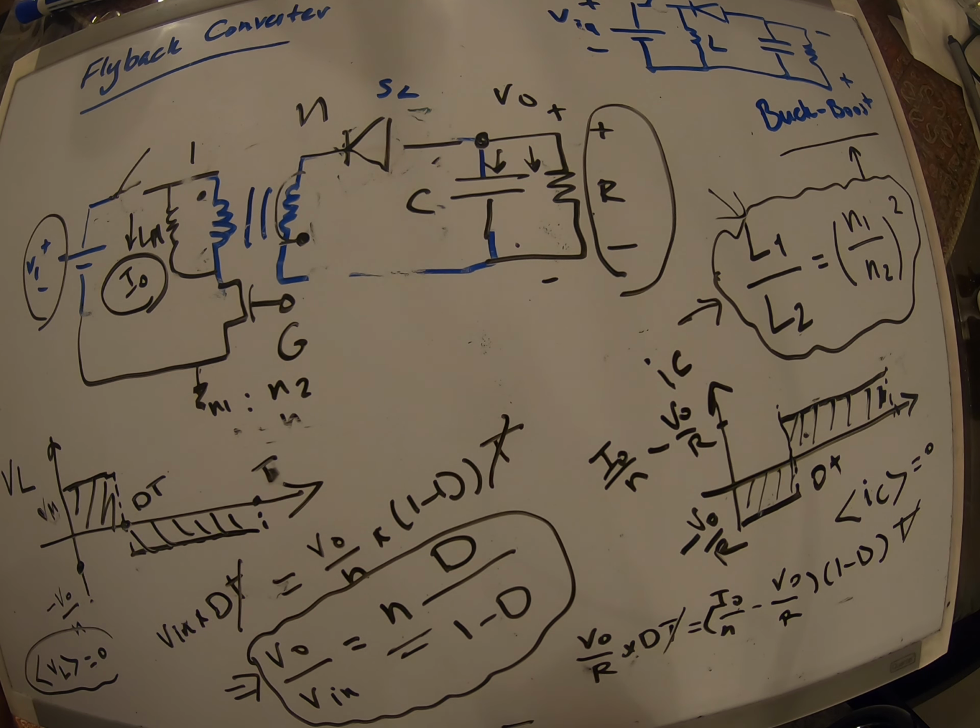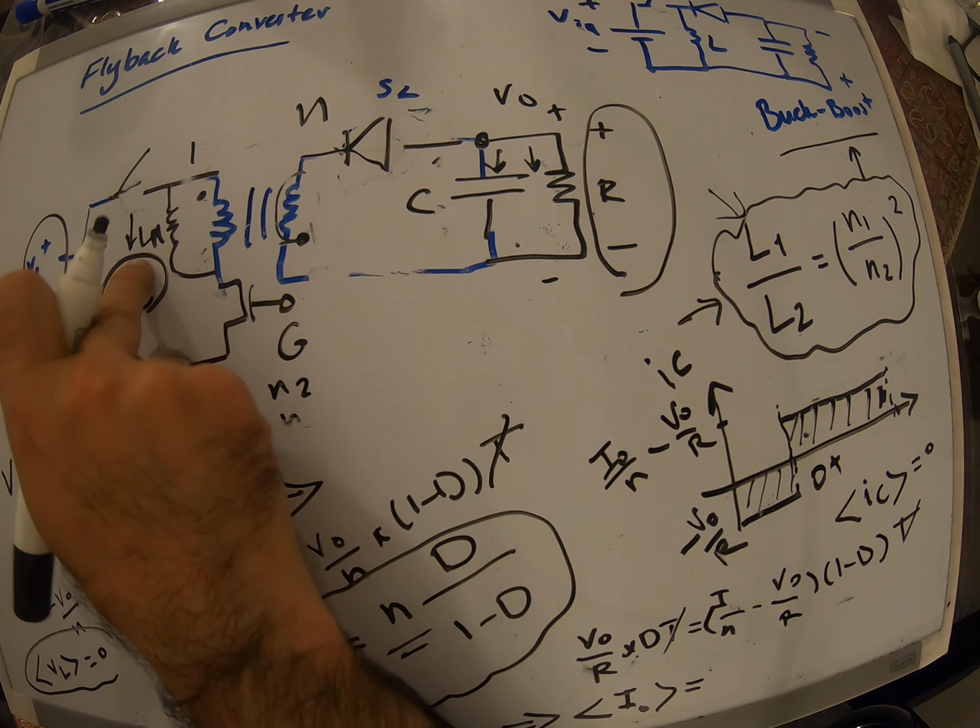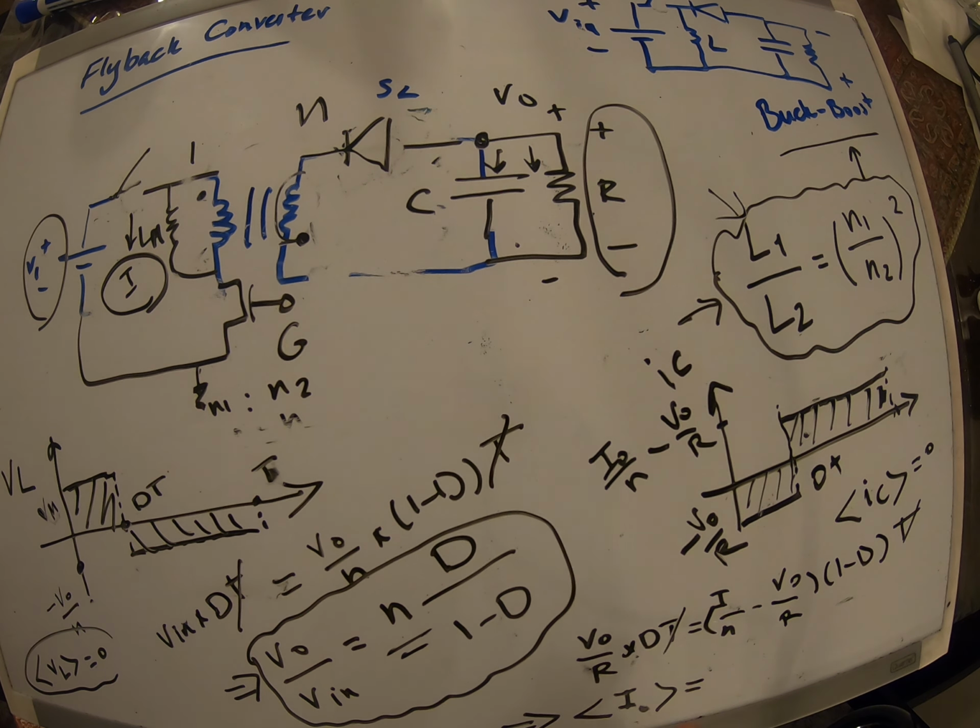And if you simplify this further, you find that the average of IO, let's actually call it just I. This is like IO, but let's just call it I. The average of I, which is the DC component of the magnetizing current, is going to be equal to N times VO divided by (1 minus D) times R.